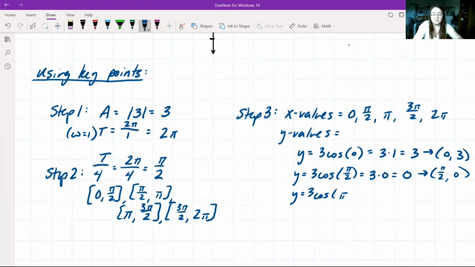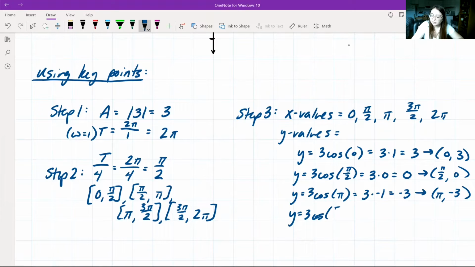Then our next value is going to be pi. Cosine of pi is going to be -1, so we have 3 times -1, gives us -3, which means our next key point is pi, -3.